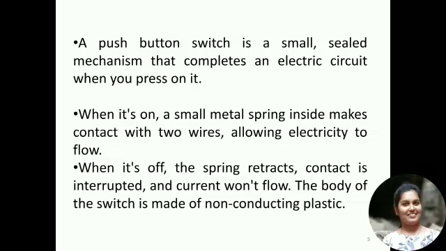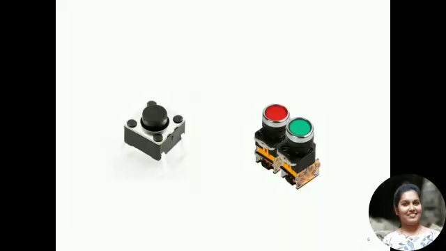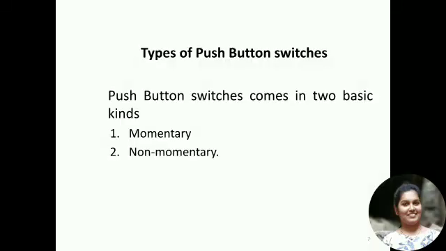The body of the switch is made up of non-conducting plastic. This is what we know, it is made up of some non-conducting plastic material in order to have some insulation. In contrast to a toggle switch, here the handle or the button is made up of an insulating material. Okay, so these are some of the basic kinds of push button switches that we commonly see in our day-to-day life.